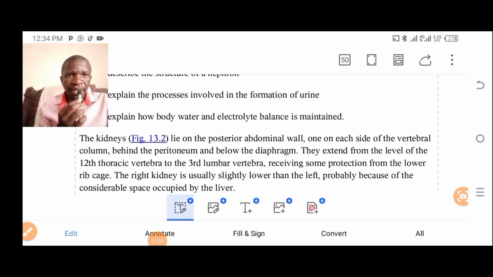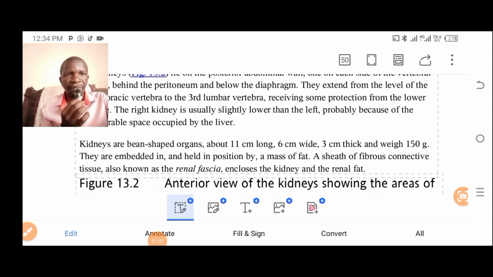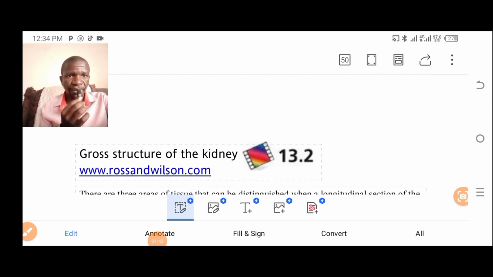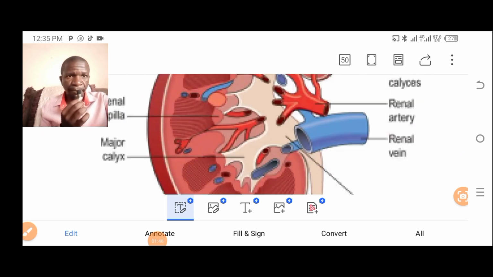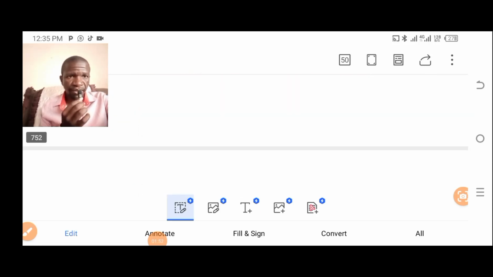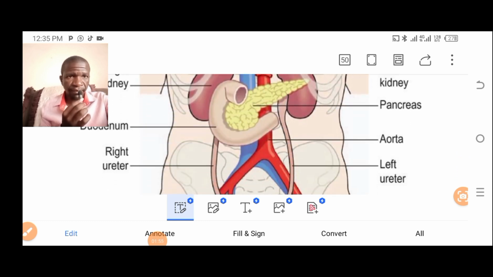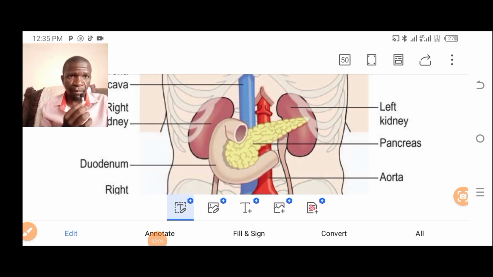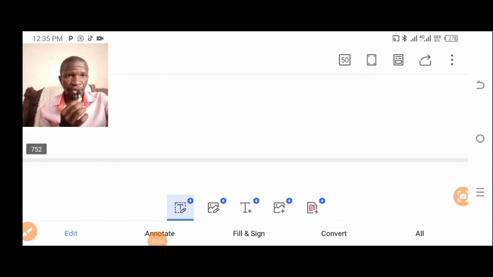Right, let us go straight in. The kidneys lie on the posterior abdominal wall. That is right at the back, one on each side of the vertebral column, behind the peritoneum and below the diaphragm. Let's check and see how the kidneys are structured; we can't just talk, we need to see that. Right, it's here. This is what we mean, right at the posterior of the abdominal wall. As you can see, these are the two kidneys. I think you have seen.